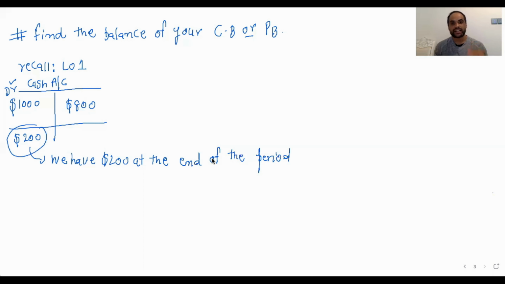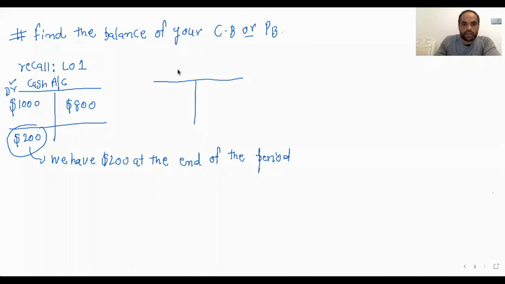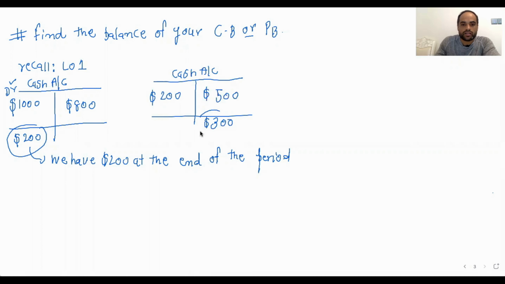So it means cash has a debit. Debit means increase. You have plus. Credit means minus, right? So if I make another cash account, for example, your debit side is $200. Your credit side is, let's say, $500. So now what does it mean? You have a $300 credit balance.